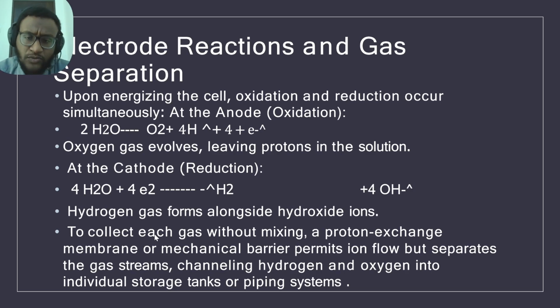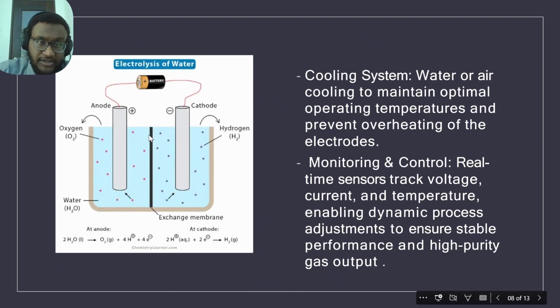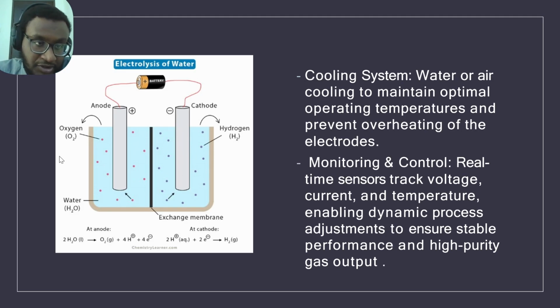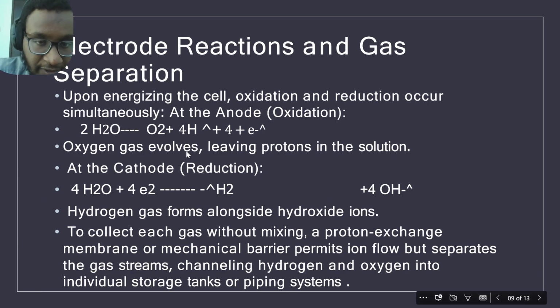To collect each gas without mixing, a proton exchange membrane or a mechanical barrier permits ion flow but separates the gas streams, channeling hydrogen and oxygen into individual storage tanks or piping systems. So this is what we call the exchange membrane, to separate the hydrogen gas from the oxygen gas. And I will leave you with my friend, and that's it.